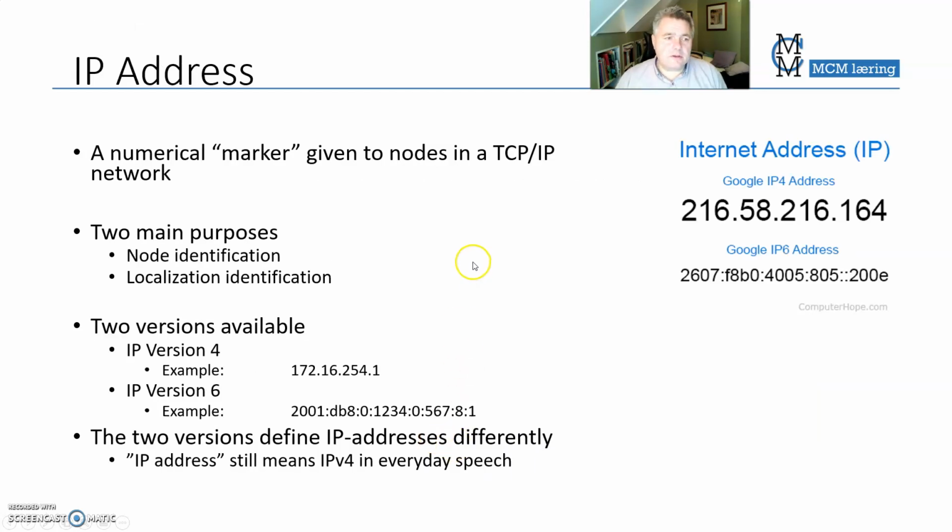The IP address has 2 main purposes. It is to identify which node it is, so which device it is, and also where it is. And there are 2 versions available, version 4 and version 6. Here is one example of version 4 and one of version 6. You see that version 6 is a longer address. But if anyone says to you, my IP address is this and that, it goes without saying that it's version 4 they talk about.